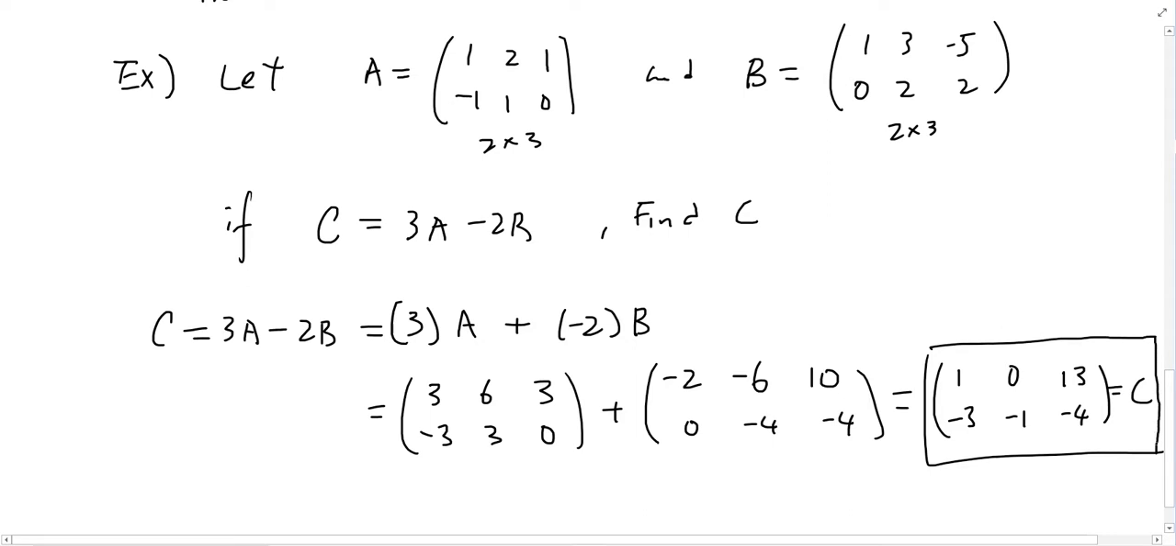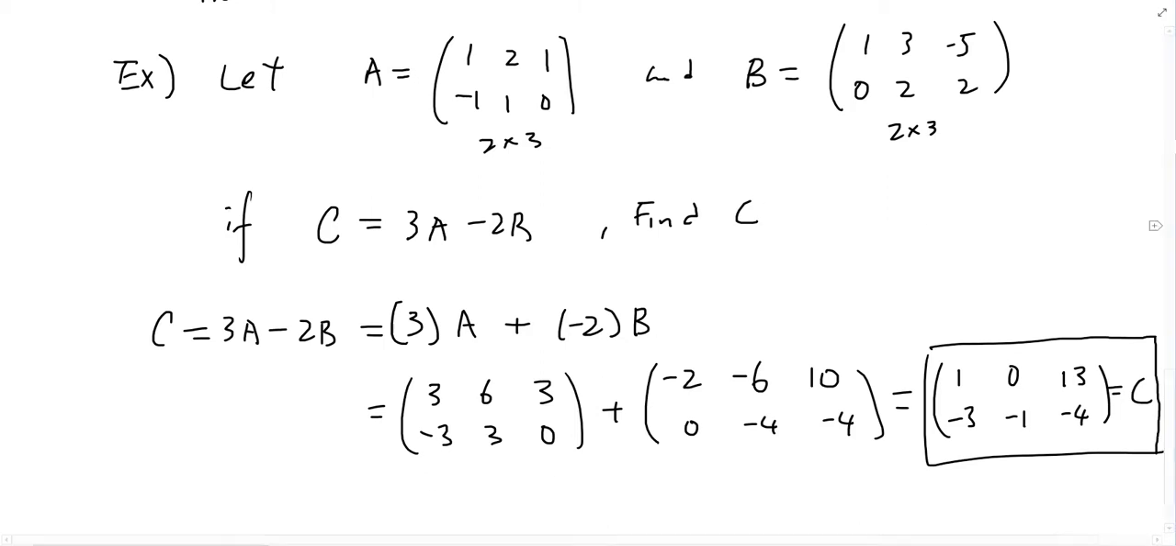Pretty simple. Is that any different than doing linear combinations of vectors? No, but you just do more of them. And also the solution is arranged differently. I could easily write the same exact problem, but say vector A equal to 1, 2, 1, -1, 1, 0 in R6, and vector B equal to 1, 3, -5, 0, 2, 2 in R6, then ask you to form the same exact linear combination. Your answer will be 1, 0, 13, -3, -1, -4 in R6. But in matrix form, we just arrange them in a slightly different order.